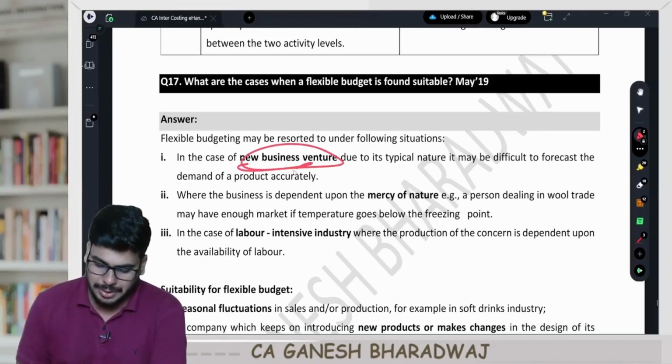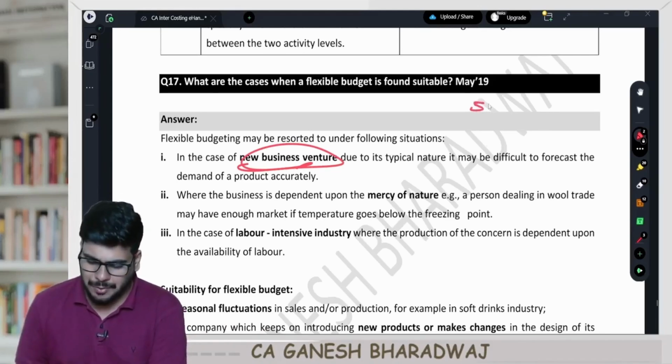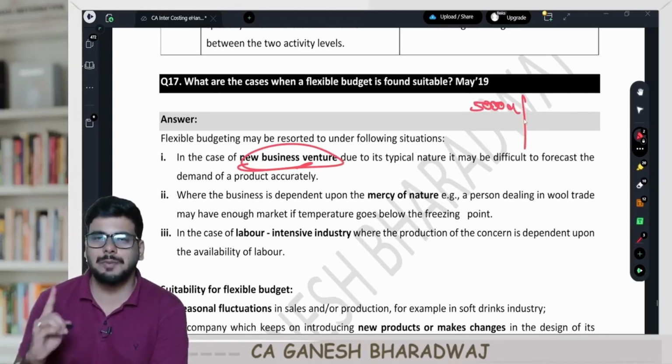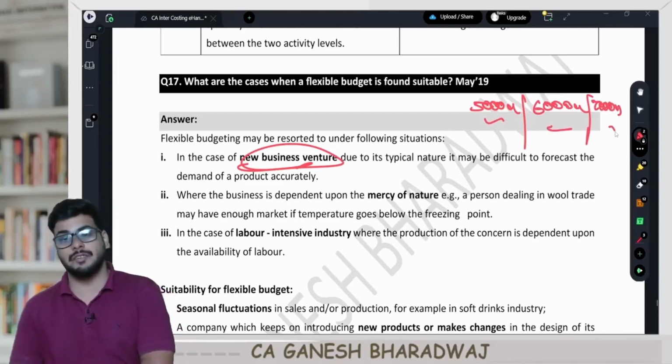In case of a new business venture, that is, you are starting a business, will you be exactly able to predict your sales? No. I will say, sir, prepare 3 budgets for me. If my volume is 5,000 units, what will be all my budgeted cost and budgeted sales? If it is 6,000 units, prepare one budget. If it is 7,000 units, prepare one budget. So I will need a flexible budget concept in the case of a new business venture.